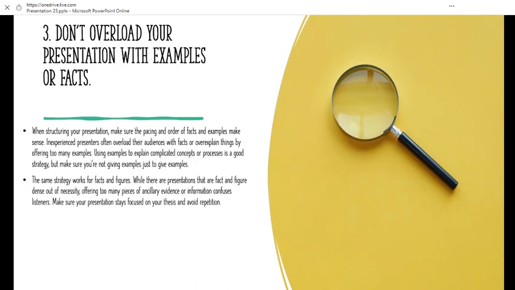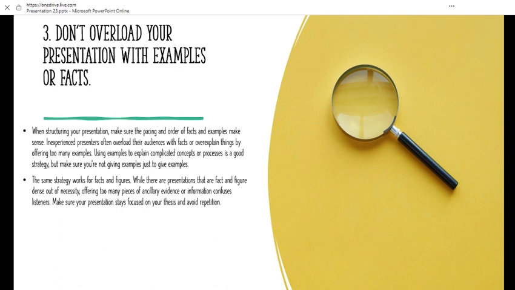Next is don't overload your presentation with examples or facts. However, you may often find that your senior or your associate asks you to put necessary explanations or examples in your presentation. However, it may burden the presentation. Using examples will make the presentation relevant, though it often exceeds the word limit, or the attention span of the audience.